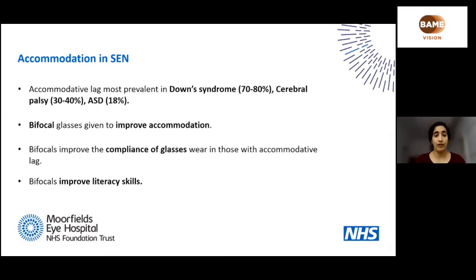And following on from Down syndrome, the next most prevalent population of those with special educational needs is children with cerebral palsy. So it's less prevalent in them, but it's still significant. Research has found that about 30 to 40% of the population with cerebral palsy have accommodative lag.